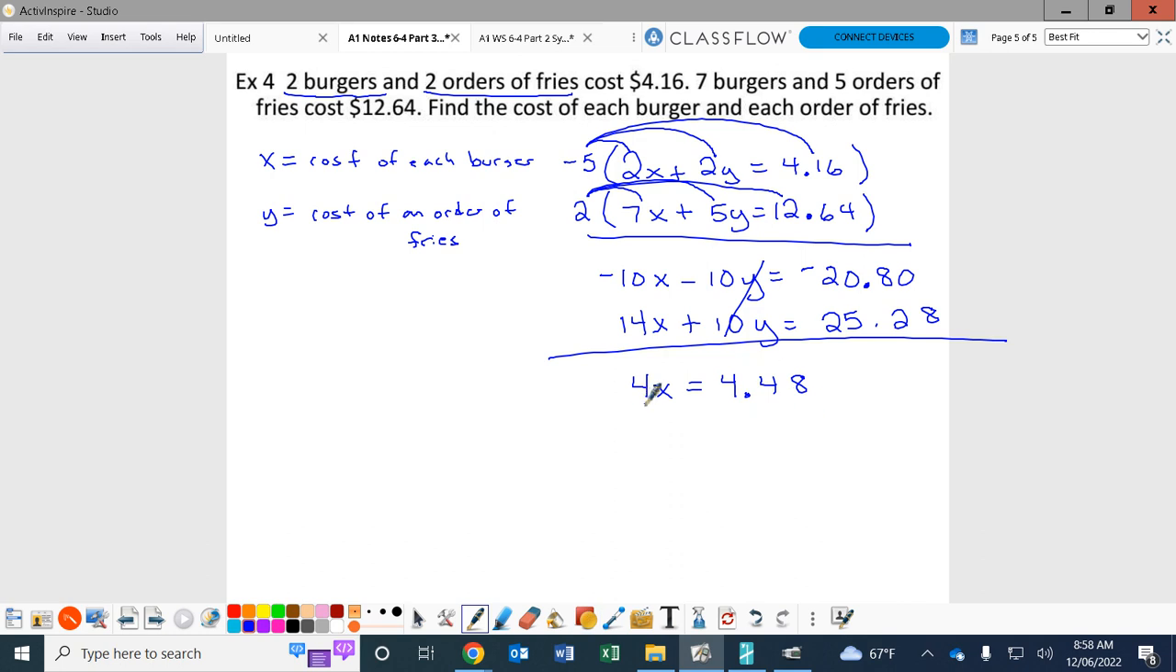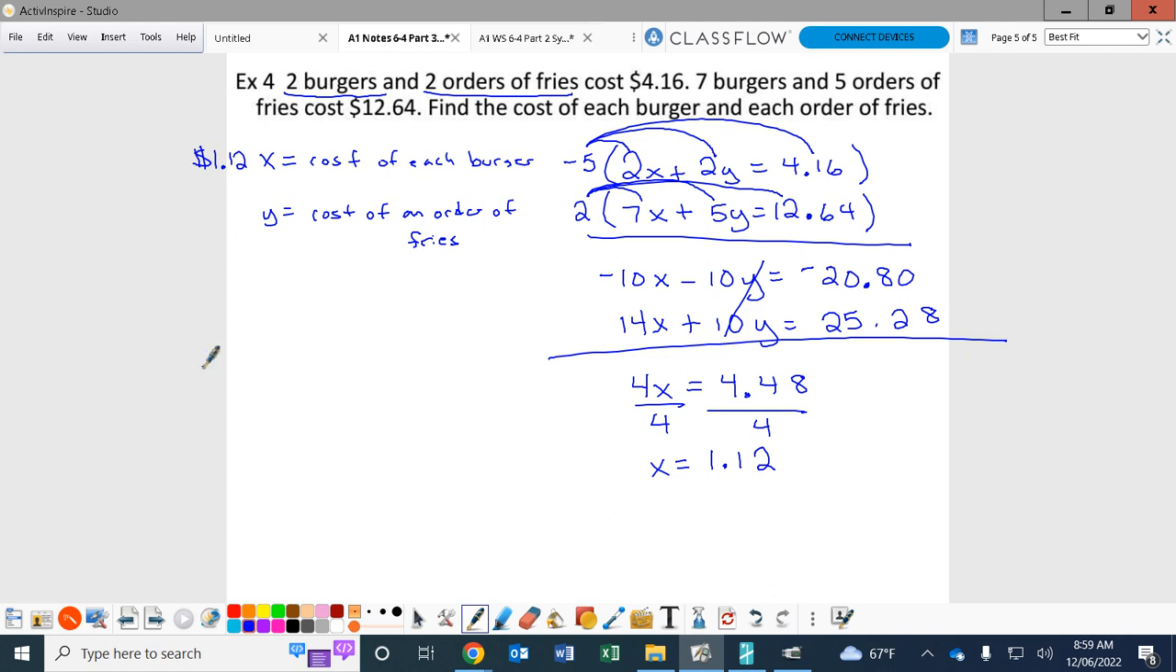You're going to divide both sides by 4. That math isn't bad because the 4's go in nicely. That should be 1.12. Is that correct? Yeah. Okay. Guys, what is that really? Not just 1.12. It's $1.12. It's real life. $1.12 is the cost of a burger.